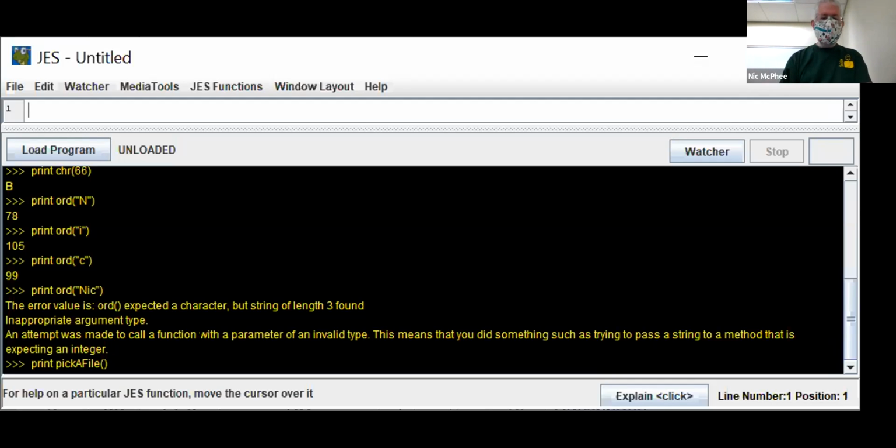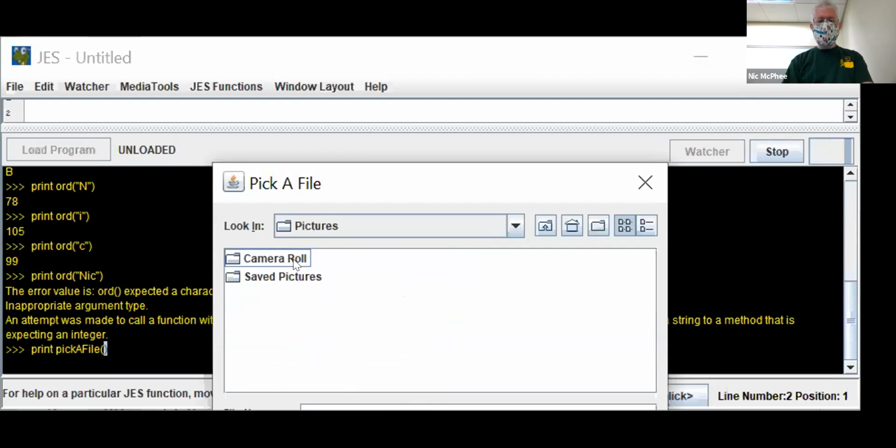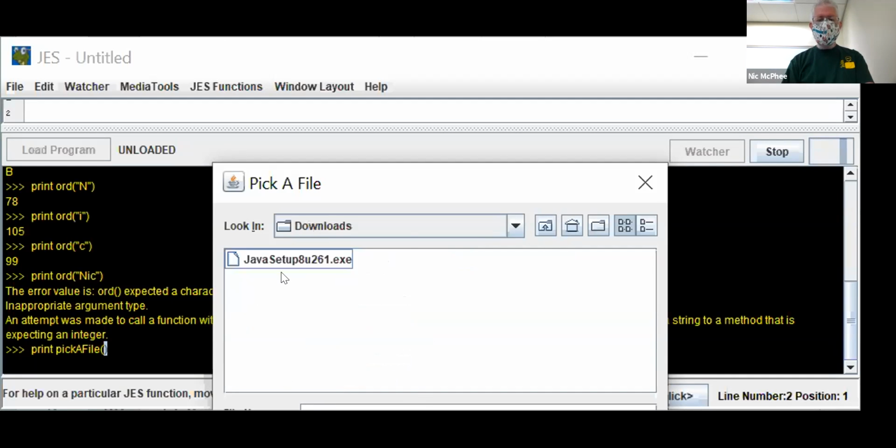And when we run pick a file, it brings up a file chooser that allows us to go pick a file. And we can pick whatever file makes us happy. Probably nothing in here, right? Oh, there is. Well, no, probably not. Yeah, I didn't think so. Let's see, where can we? Well, there's probably something in downloads. Yeah, there is. So I'm going to pick this.